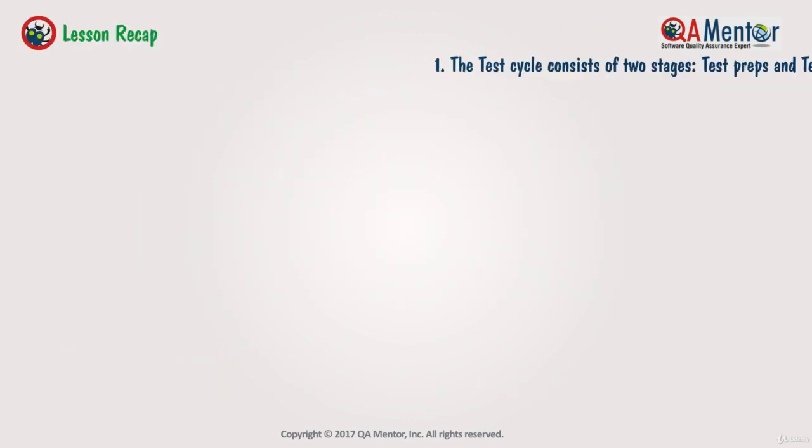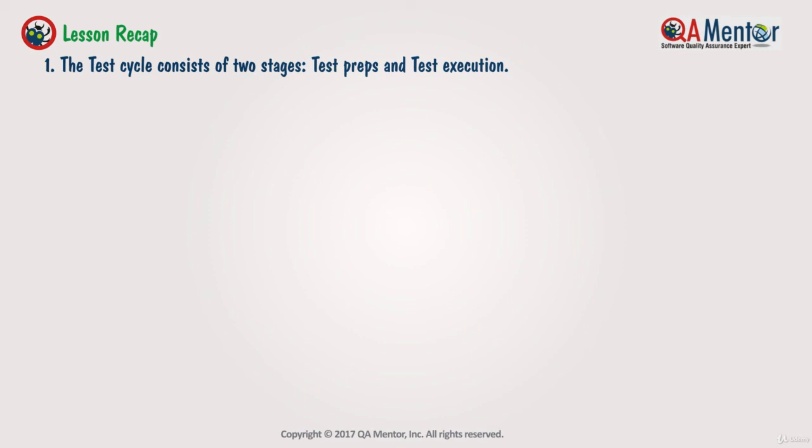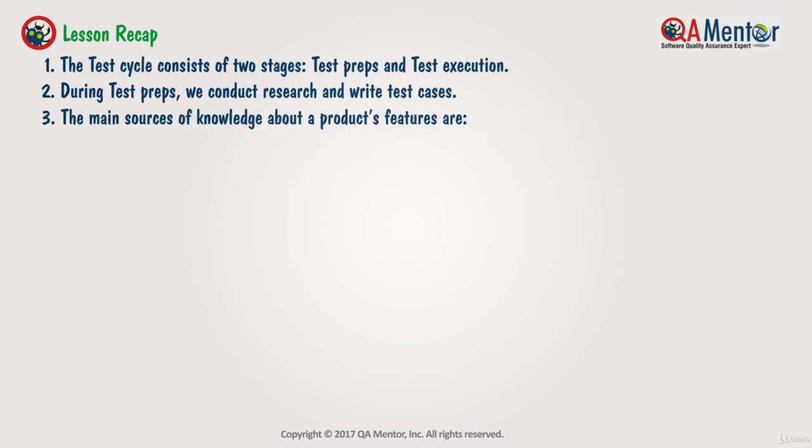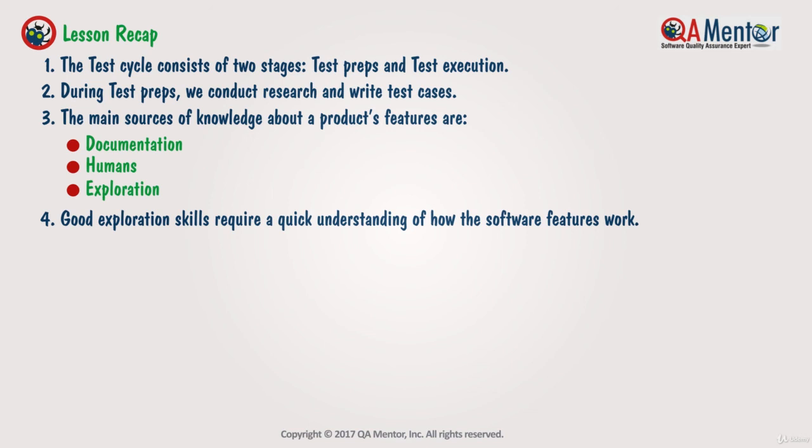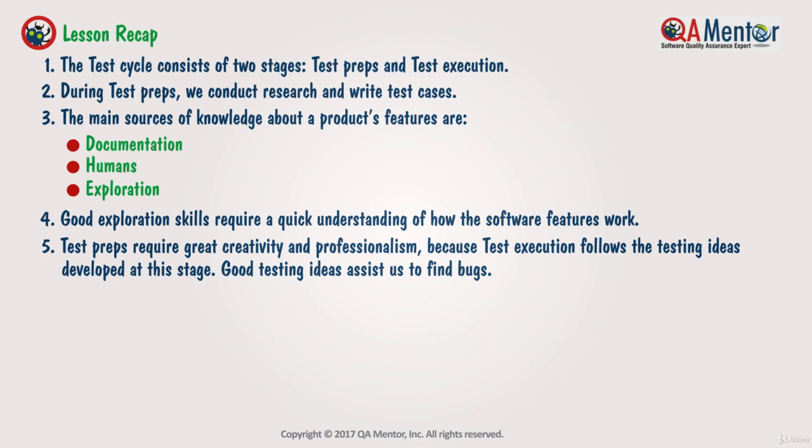Lesson recap. 1. The test cycle consists of 2 stages, test preps and test execution. 2. During test preps, we conduct research and write test cases. 3. The main sources of knowledge about a product's features are documentation, humans, exploration. 4. Good exploration skills require a quick understanding of how the software features work. 5. Test preps require great creativity and professionalism because test execution follows the testing ideas developed at this stage. Good testing ideas assist us to find bugs.